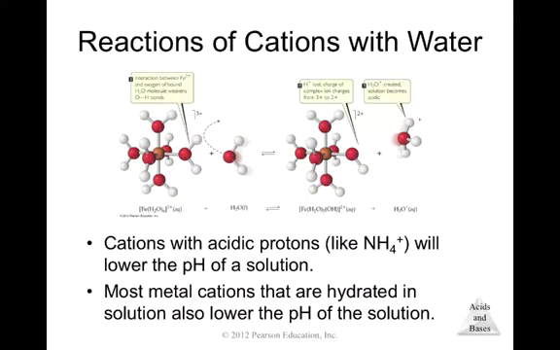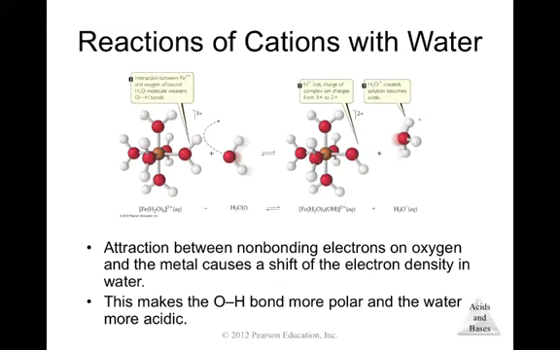So things that have an acidic proton, like NH4 plus, will lower the pH of the solution. Most metal cations that are hydrated will lower the pH of the solution. Why is that? Well, you've got an attraction between all those non-bonding electrons on oxygen. So you've got all these oxygens here that cause a shift in electron density. It pulls the electrons closer this way, makes this bond even more polar, and makes it easier for a water to come along and just pluck off one of these hydrogens to make your H3O plus and then lower this down to a 2 plus.